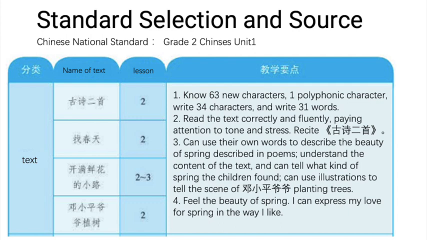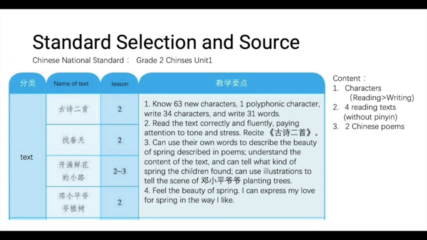First of all, we can see this is the goal of the Chinese course for the first unit of the second semester of grade 2. There are 4 reading texts in this unit, and there are a total of these 4 goals. The nouns in this unit are Chinese characters. They will learn 4 reading texts without pinyin, and they must recite 2 ancient Chinese poems.